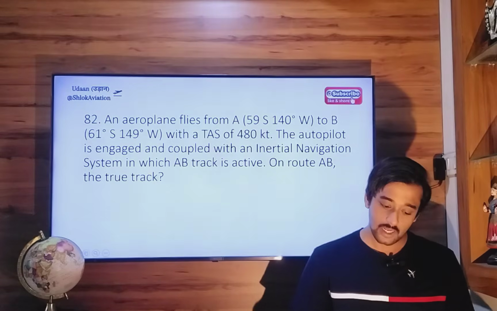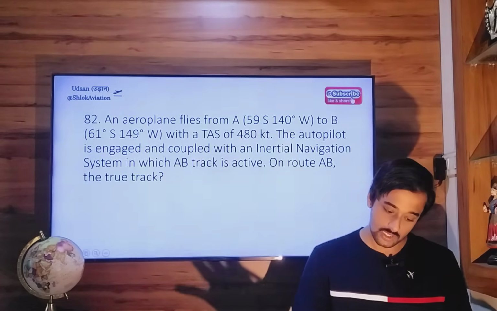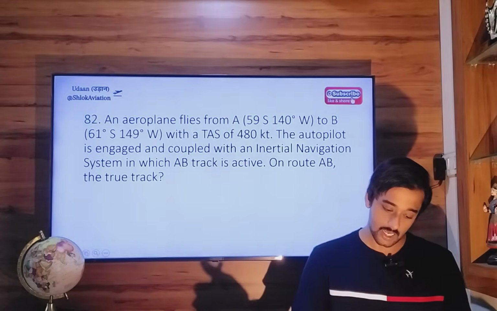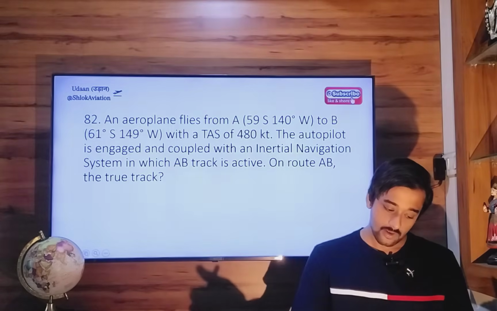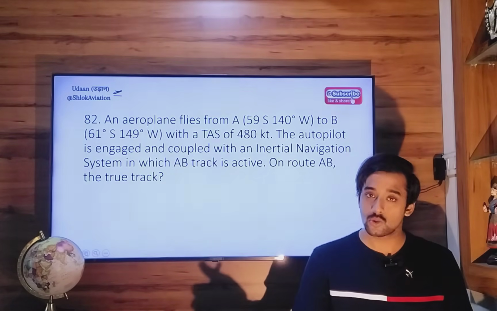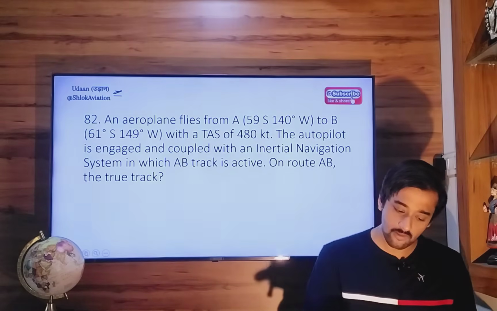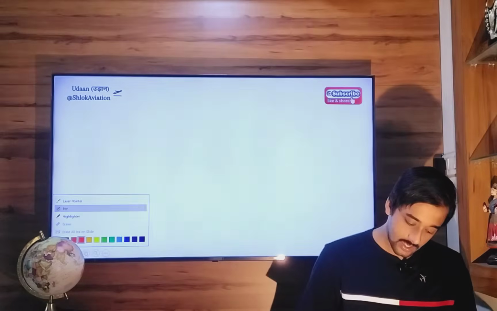An aeroplane flies from 59 south 140 west to 61 south 149 west. TAS is 480. Autopilot is engaged and coupled with INS, in which track AB is active. On route AB, what is the true track? Okay, so again we have to find the rhumb line track and great circle track at A. So now we are in the southern hemisphere.